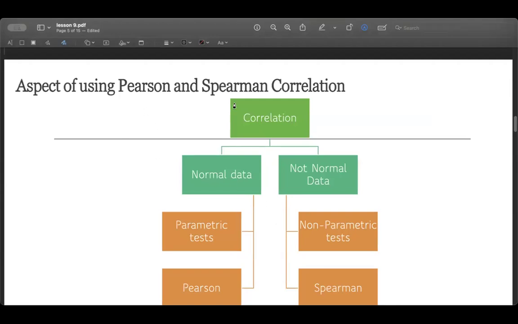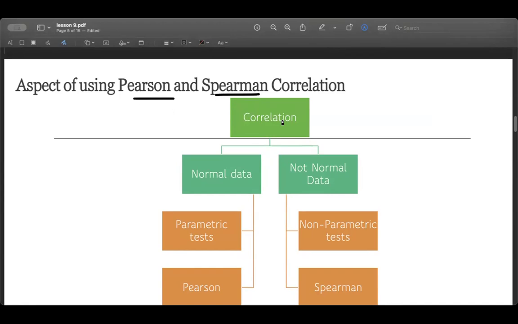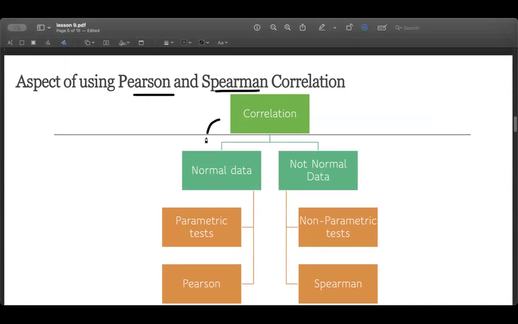The aspect of using Pearson and Spearman correlation. There are two main different correlations: one is the Spearman correlation, the other is the Pearson correlation. Correlation can be calculated for two separate kinds of data sets: one is for normal data, the other is for not normal data.